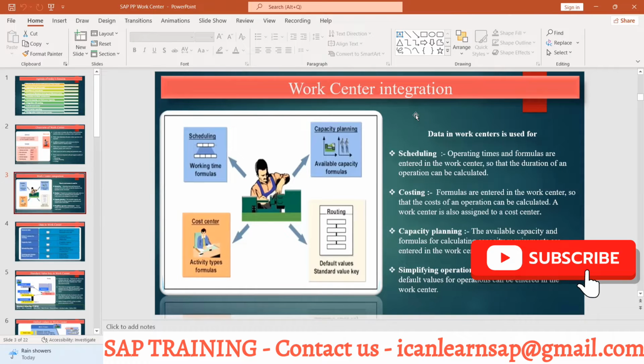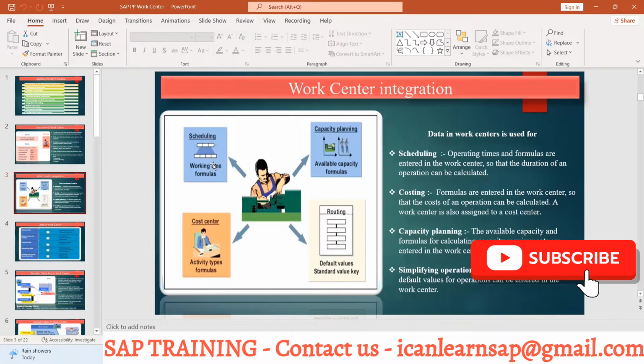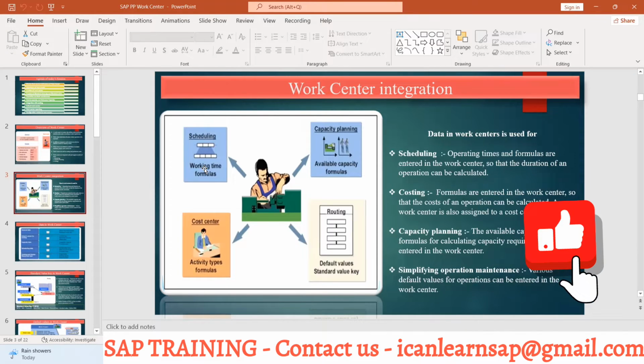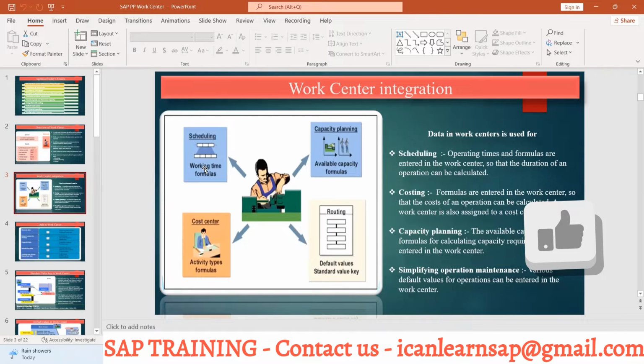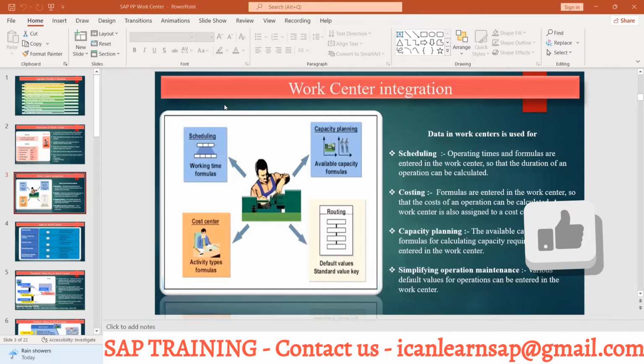Integration of work center. So work center can be used for scheduling. Okay, so what is meant by scheduling? By the word, what do we understand scheduling is? Anybody? What is your understanding of scheduling? Suraj, Akshay, Sagar, Aditya, scheduling means what?